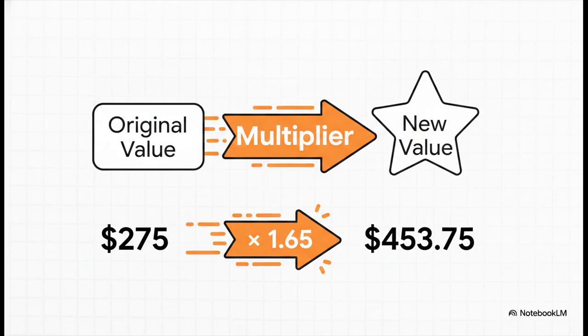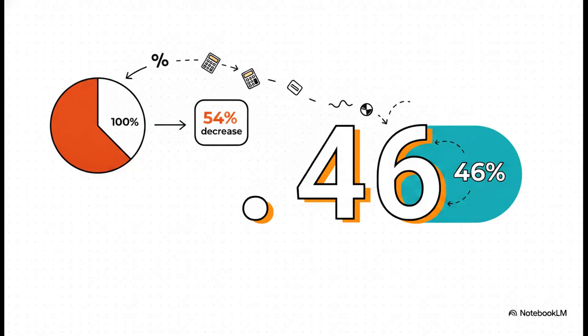So if you're trying to increase $275 by 65%, forget about doing it in two chunks. Just multiply 275 by 1.65 and boom, you land directly at $453.75. Just one step and you're completely done. And the best part? It works just as beautifully for decreases.